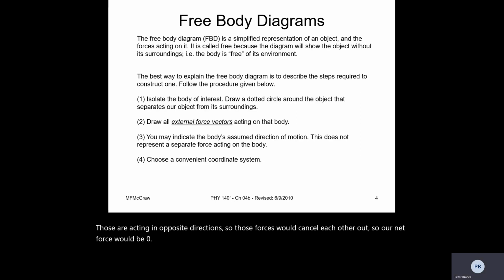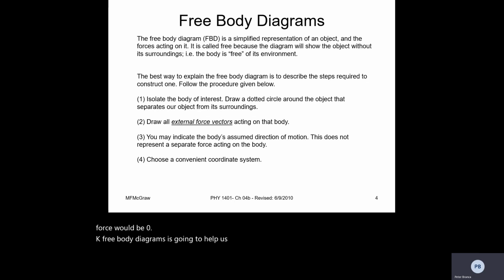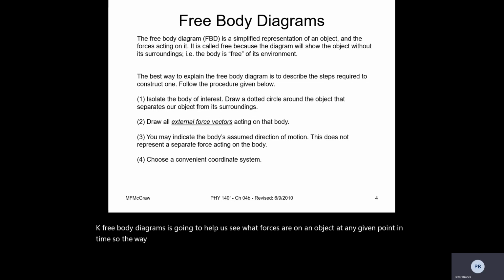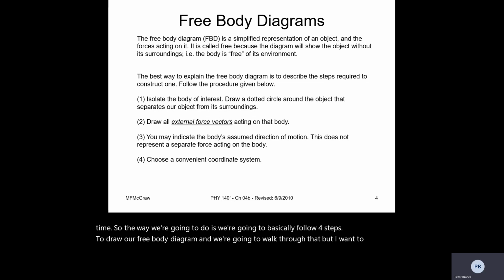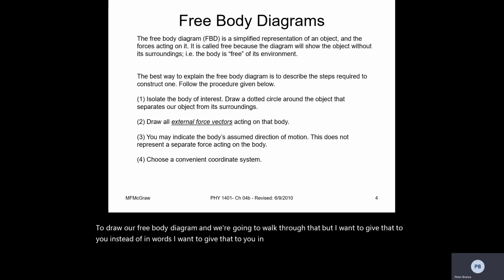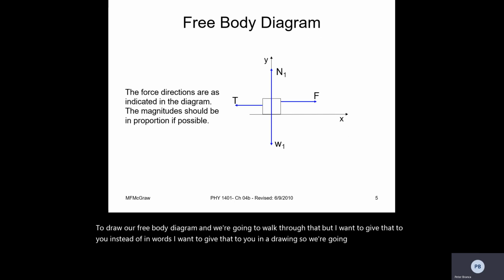Okay, free body diagrams is going to help us see what forces are on an object at any given point in time. So the way we're going to do those is we're going to basically follow 4 steps to draw our free body diagram. And we're going to walk through that, but I want to give that to you instead of in words. I want to give that to you in a drawing. So we're going to walk over to the next little slide.